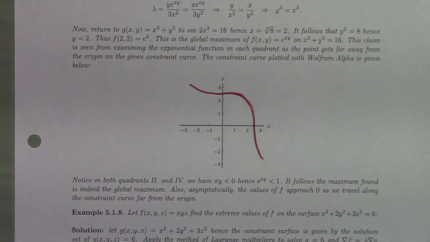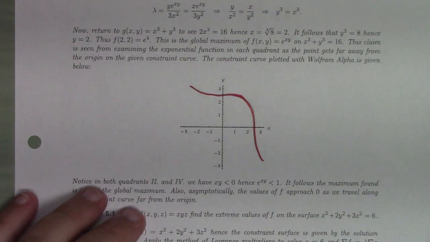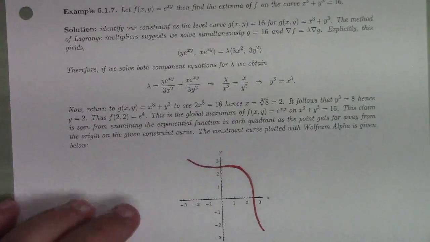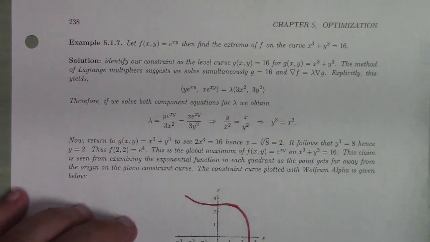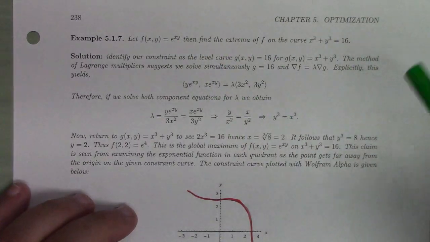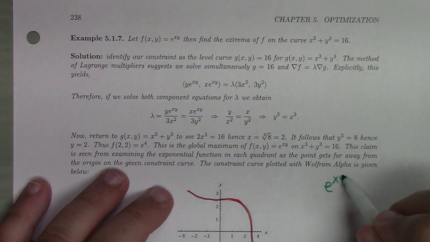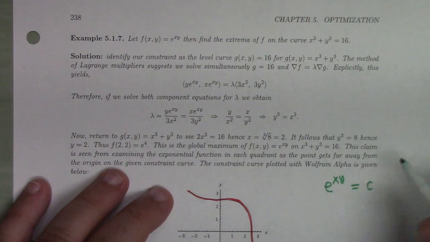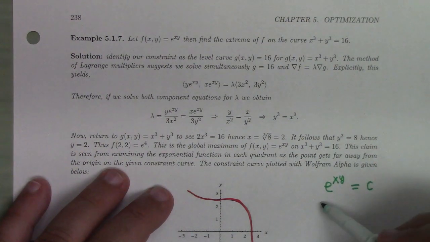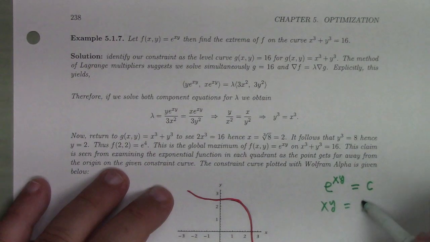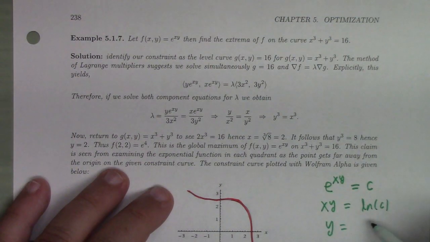There's the constraint curve. I'm not going to try to draw the level curves of e to the xy. I mean, I guess I could. What if you set e to the xy equal to a constant? What does that give you? If I take the log of that, I get xy equals the natural log of c. So y is equal to the natural log of c over x.